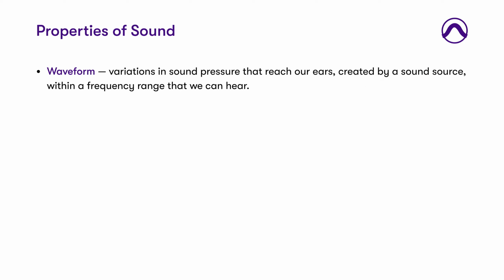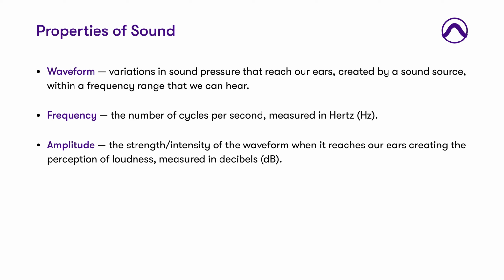Waveforms, which are variations in sound pressure that reach our ears when created by a sound source within a frequency range that we can hear. Frequency is basically the number of cycles that are made per second. It's measured using the unit Hertz. And amplitude, which is the strength or the intensity of the waveform when it reaches our ears, creating the perception of loudness. Amplitude or sound levels are measured in decibels, dB.